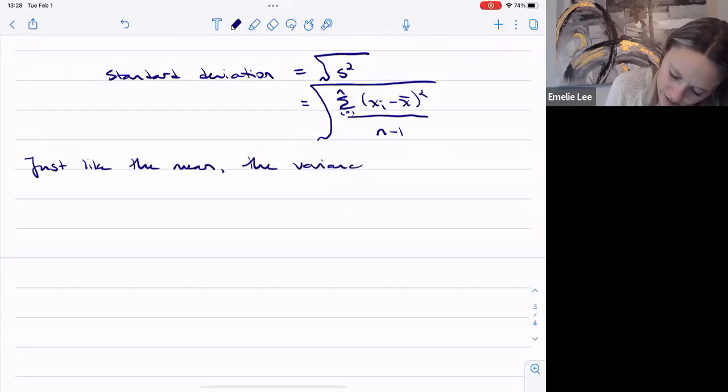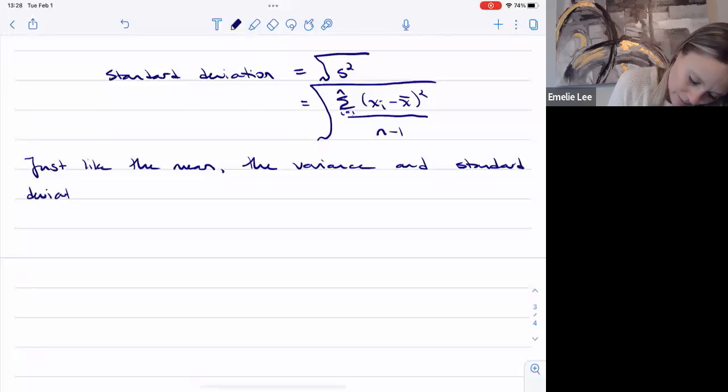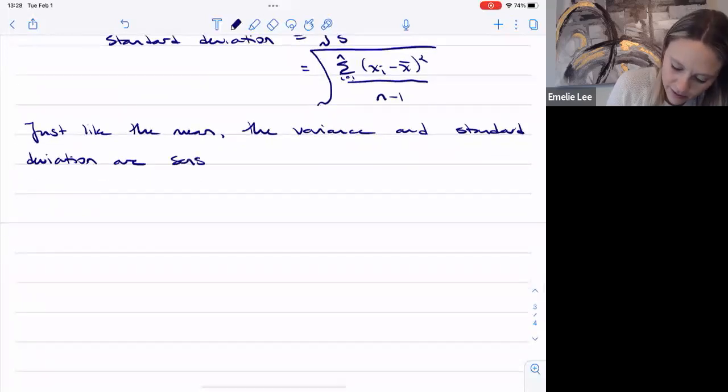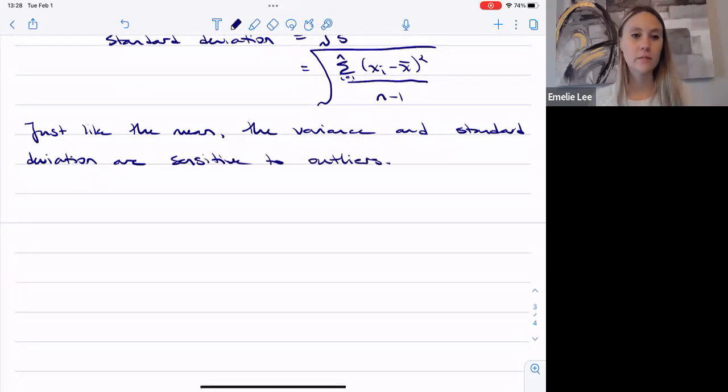the variance and standard deviation are sensitive to outliers, good.